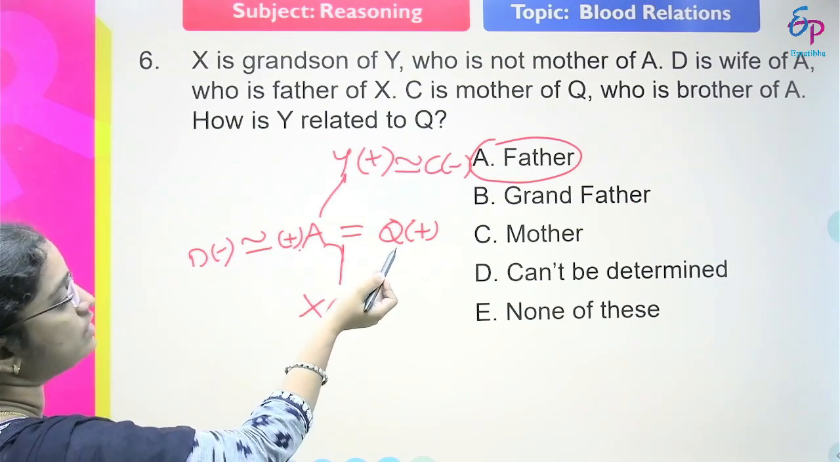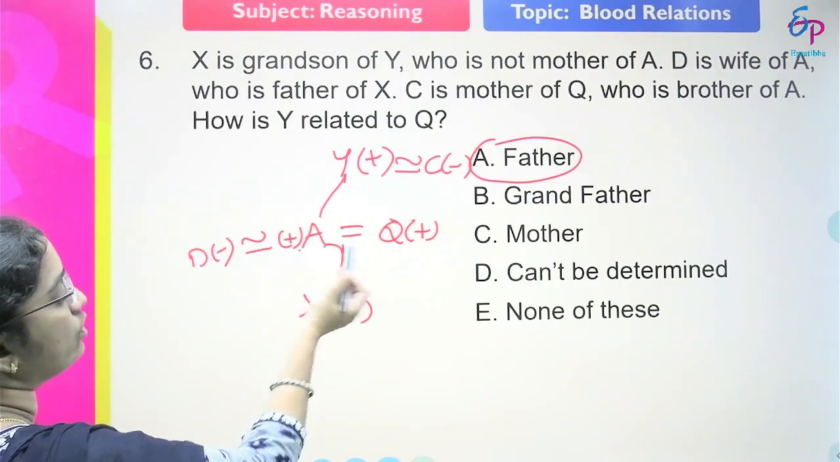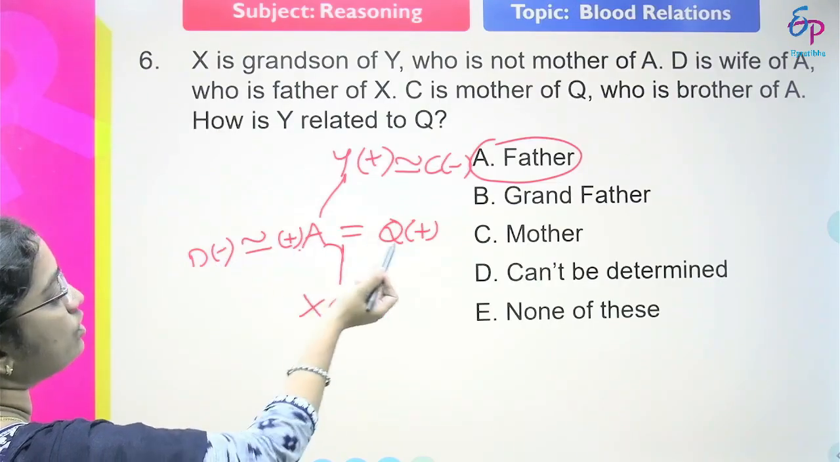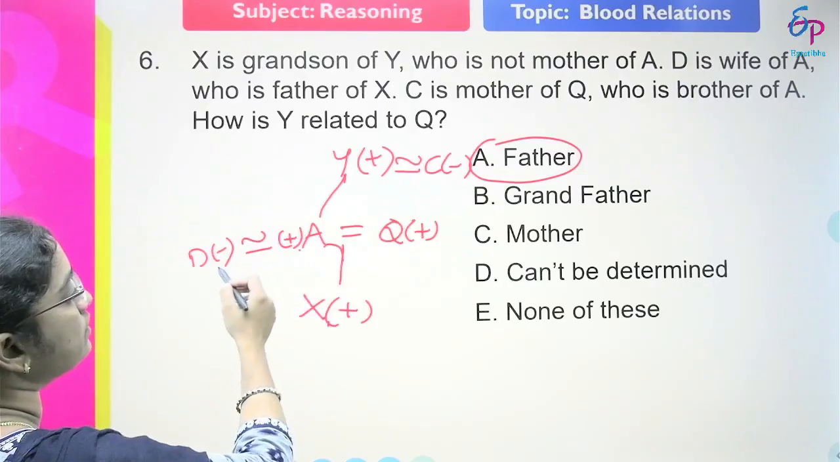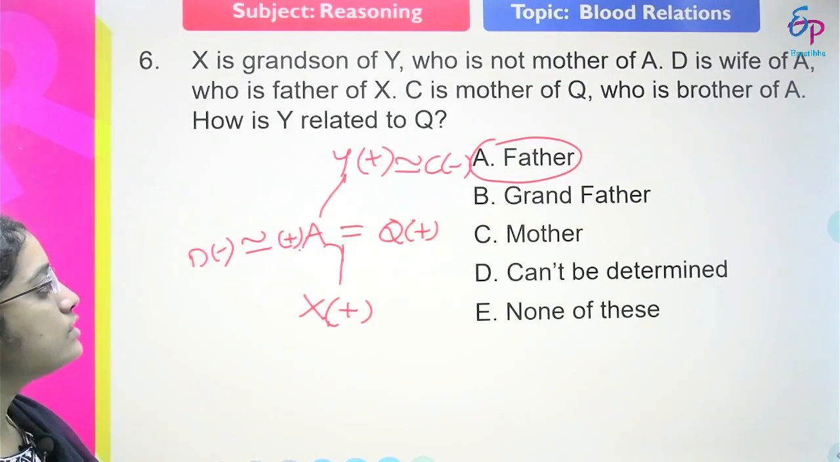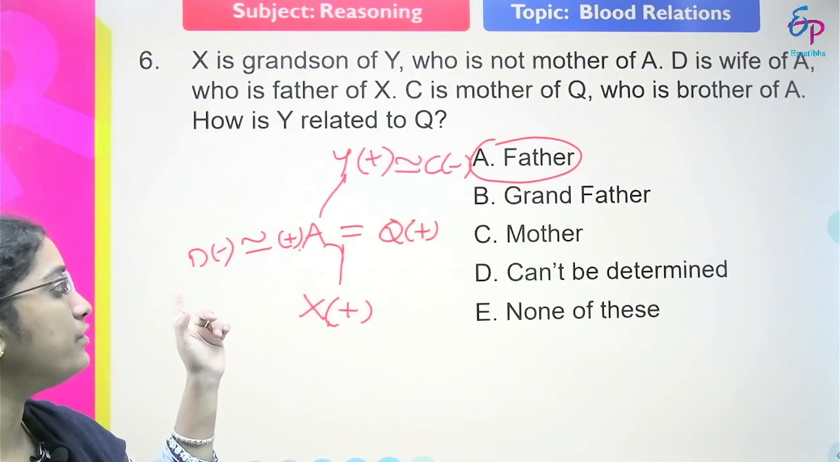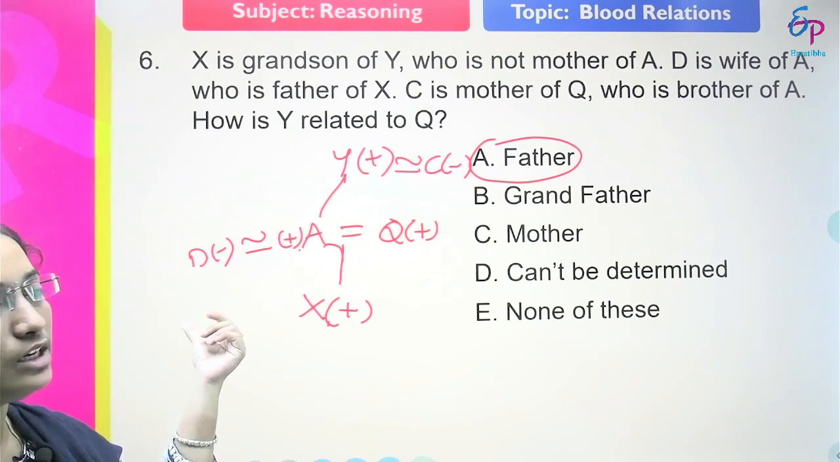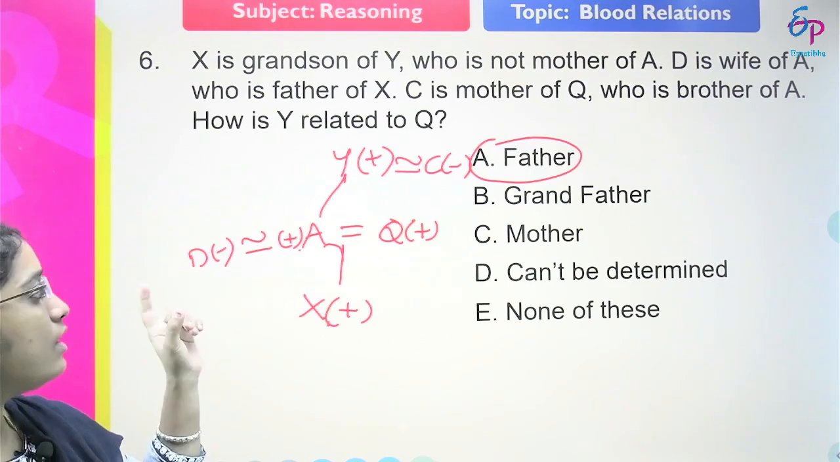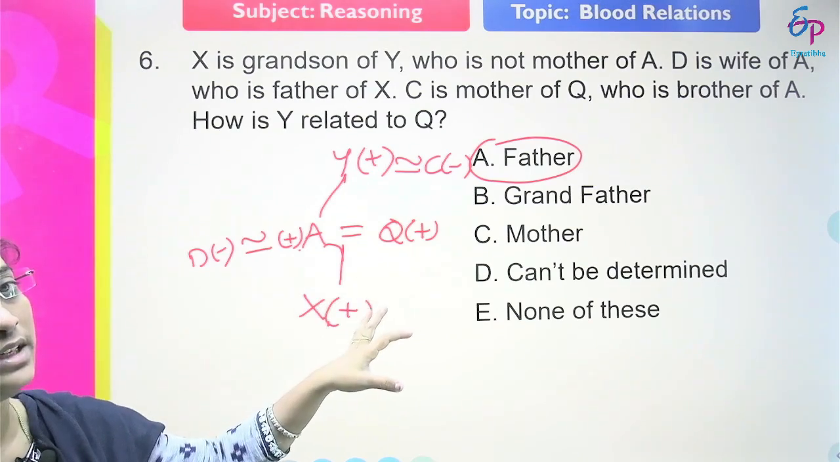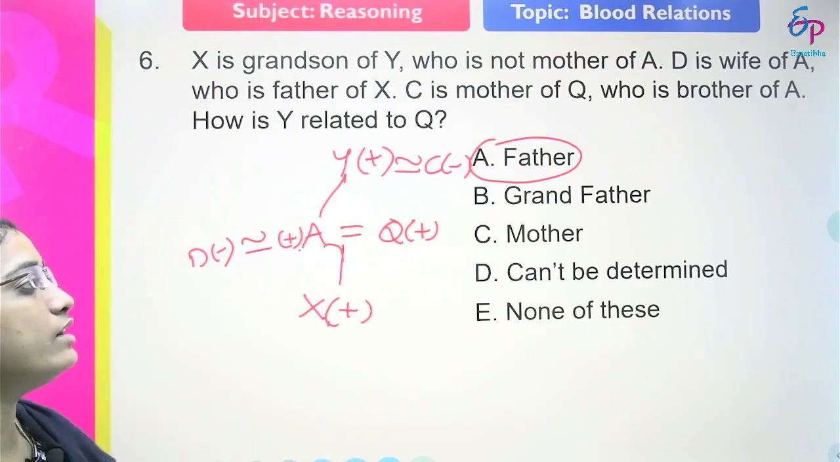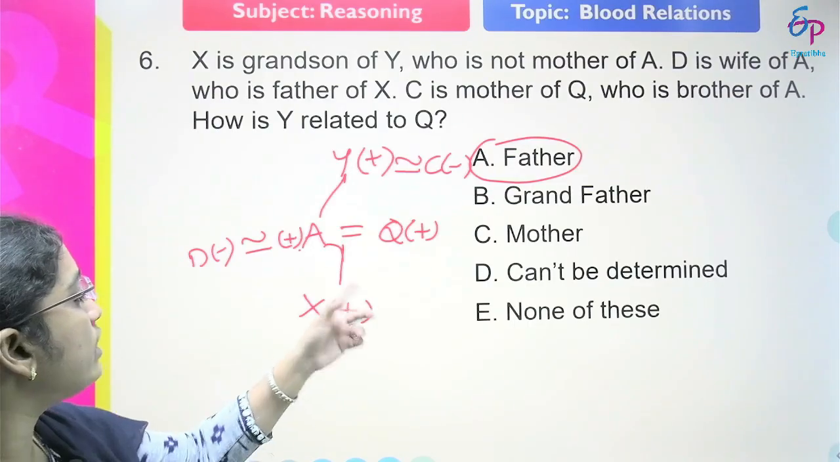So just observe here. How is Q related to D? Here Q is the brother of D's husband, so Q is brother-in-law of D. And how is D related to Q? D is sister-in-law of Q. But our question is, how is Q related to D?